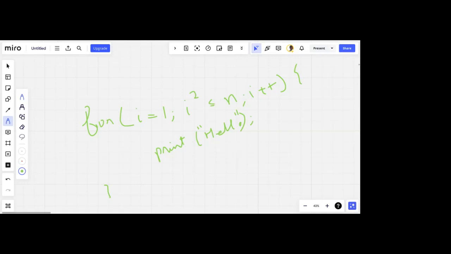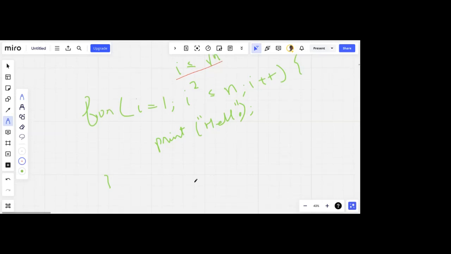Very good. It is big O of root n, right? See, i square less than equal to n can also be written as i less than equal to root n, right? Yes or no, guys? This is the same thing, right? Can we write it like this? We can write it like this.